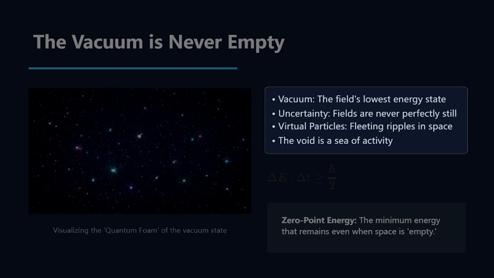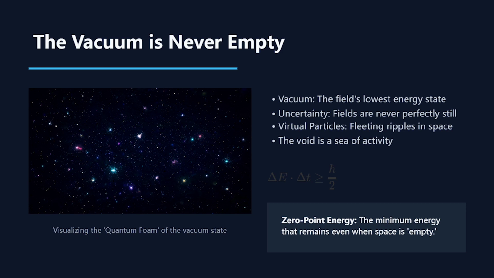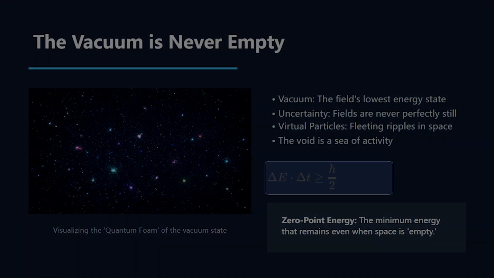Think of it like the surface of a pond on a very still day. It looks flat, but the water molecules are still there, just waiting for a reason to move. Why can't it be perfectly still? Because of the uncertainty principle shown here.